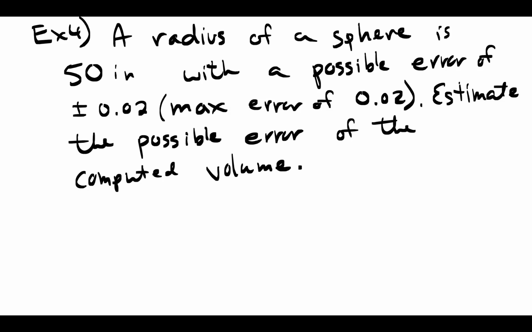Okay, so estimate the possible error of the computed volume. So if we're going to be off by 0.02 inches on our radius, how much are we going to be off by on the volume of the sphere itself? Let's go with it here. So let's do something.